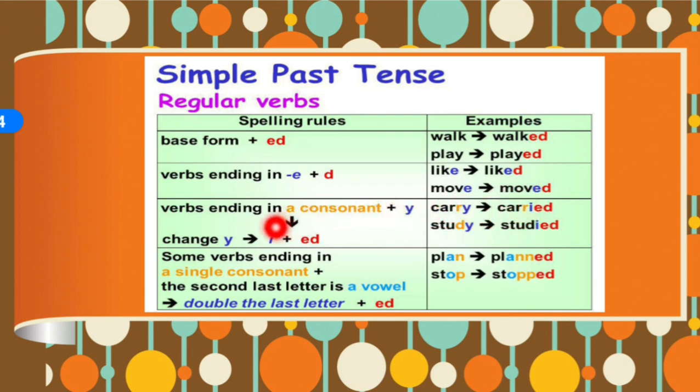Now there are certain verbs that end in a consonant plus Y. In such cases, we change Y to I and then add ed. For example, carry, carried, study, studied, right? Now for the verbs that end in a single consonant and the last letter is a vowel, generally, it is a combination of consonant, vowel, consonant. In such cases, we double the last letter and then add ed. For example, plan, we double the last alphabet, double N, ed, planned. Similarly, stop, stopped is the past form.